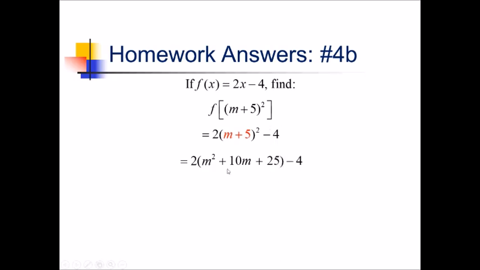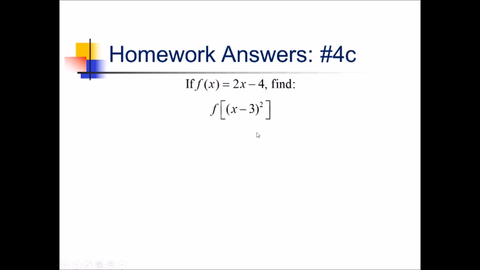Now I'm going to distribute this 2 to everything. So we'll have 2m squared plus 20m, 2 times 10m. And then 2 times 25 is 50. And again, we still have that minus 4 there. Last step is just to do 50 minus 4, which is 46. So 2m squared plus 20m plus 46, final answer.